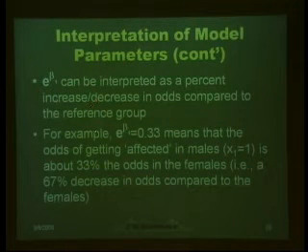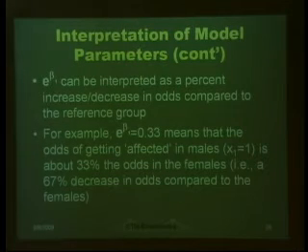So how to interpret this one? In words, for example, if you have e to the beta 1 equals 0.33, it means the odds of getting affected in males is about 33% of the odds in females. Or in other words, you can say there's a 67% decrease in odds compared to the females. That's the language you can use if you get these estimates. So e to the beta can be interpreted as a percent increase or decrease in odds compared to the reference group, the female in this case.